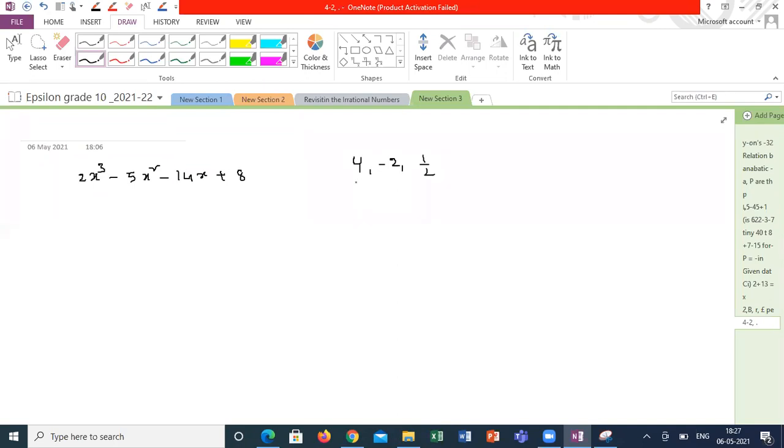Sometimes they will give only 1 zero. They will ask us to calculate the remaining zeros. In the next exercise, using the remainder theorem, we will know how to calculate the remaining zeros if I give 1 zero. As of now, I am giving the 3 zeros, and they are asking us to verify the relation between zeros of the polynomial. So this is alpha, beta, gamma. From the previous discussion, alpha plus beta plus gamma, that is 4 minus 2 plus 1 by 2. How much? 2 plus 1 by 2, this is 5 by 2.